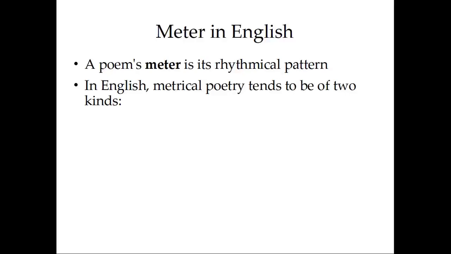In English, metrical poetry tends to be of two kinds. Historically, of course, virtually all English poetry was metrical in nature. It had a definite rhythmical pattern. Starting in the 19th century with poets like Walt Whitman, for instance, we started to see what is sometimes called free verse, where there is no clear, recurrent rhythmical pattern. But traditionally speaking, most English poetry was metrical. And there are two kinds. Accentual, which has to do with accents. It's based on the number of accents in a line.